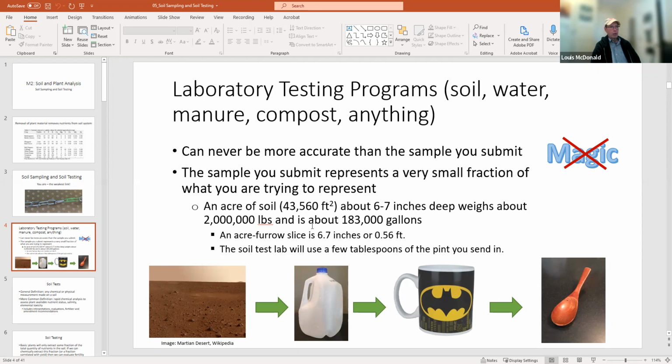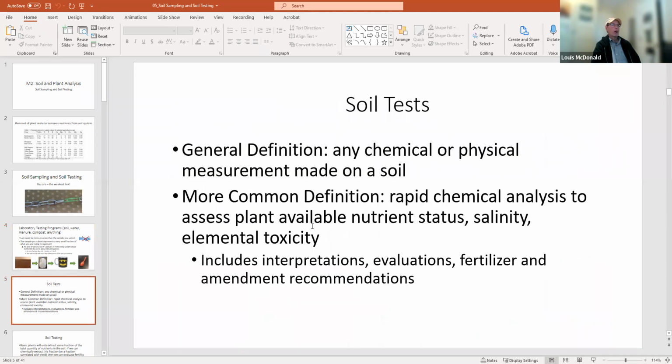And here's just some numbers to put that all into perspective. All right. So in general, a soil test is any chemical or physical measurement that you make on a soil. So if you want to measure texture, that's a soil test. You want to measure mercury in a soil, that's a soil test. However, when people talk about soil testing in the general public or even among soil scientists, they typically mean soil testing to make fertilizer recommendations.